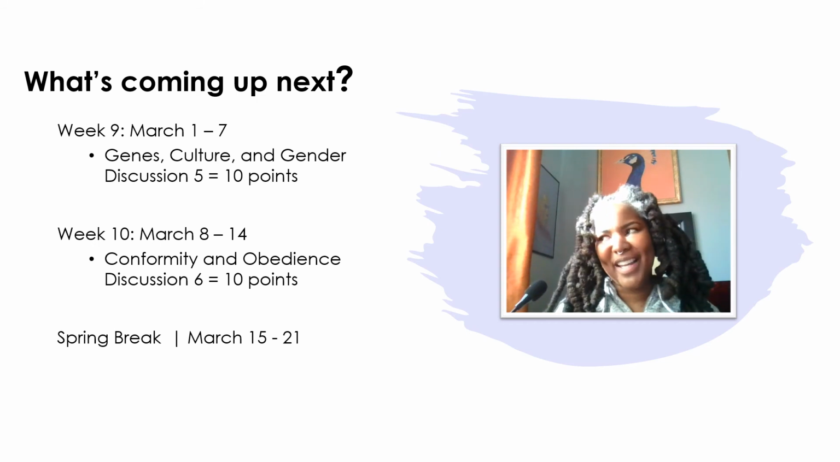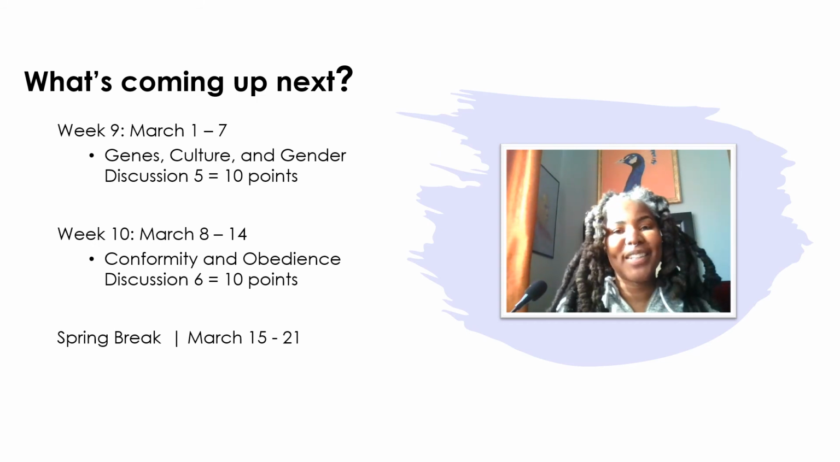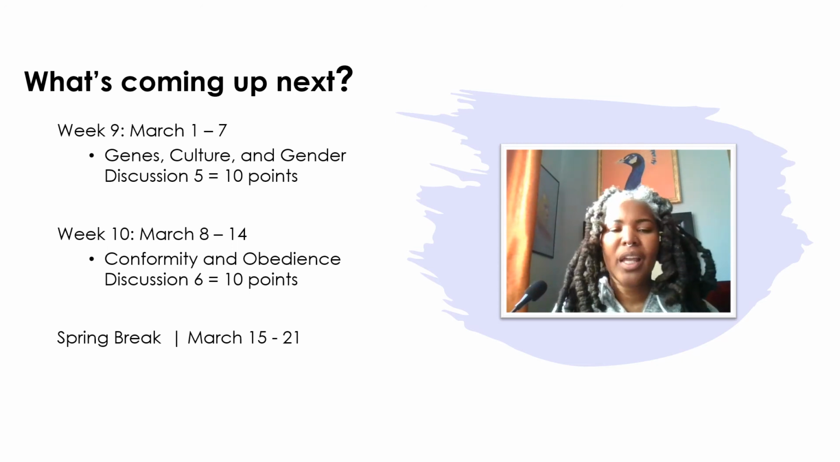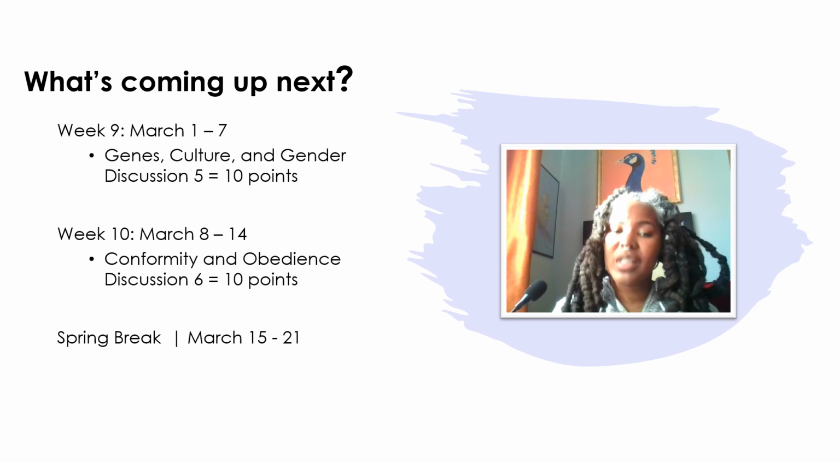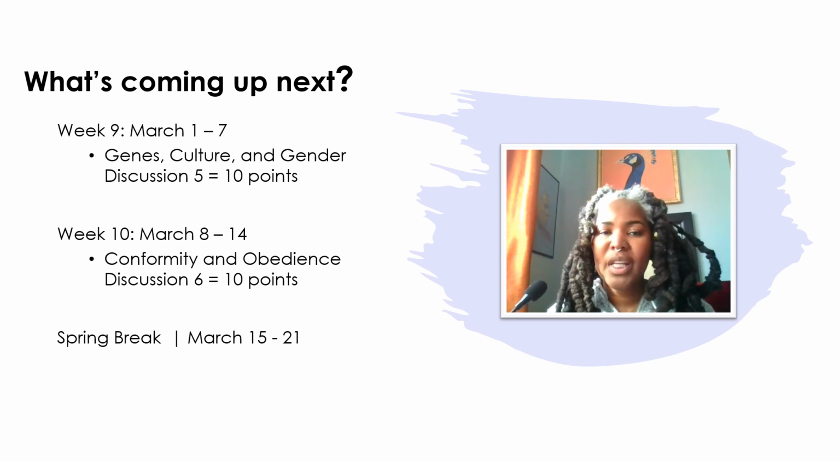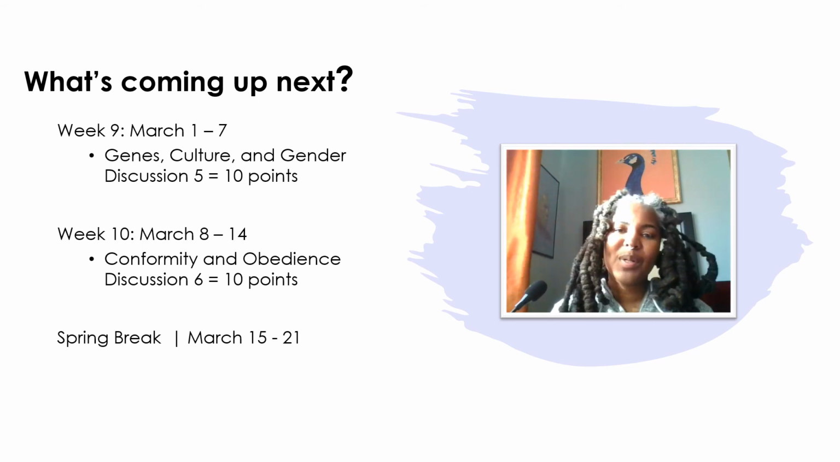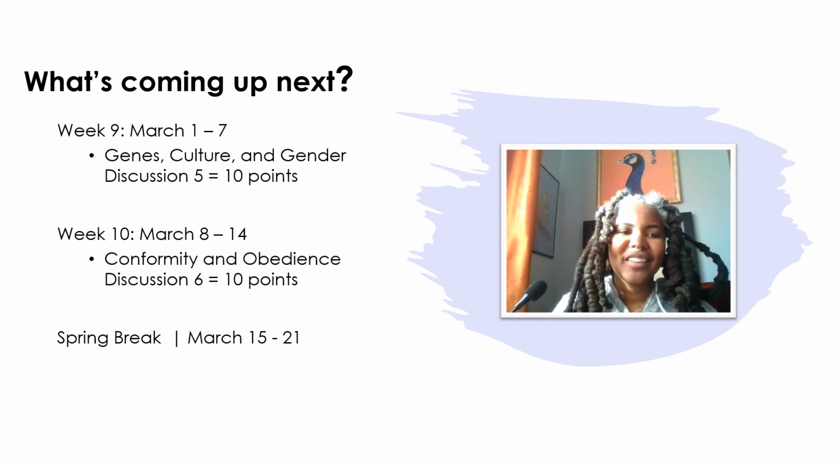So what's coming up next? We basically have 2 weeks until spring break. So next week, obviously you'll turn in your group project and then you'll have a discussion. Our topic will be genes, culture, and gender. And then in the following week, you'll have a discussion and the topic will be conformity and obedience. So you can go ahead and start reading or browsing these chapters if you want to get a head start. But if not, that's fine too. We have spring break from March 15th to 21st, so I won't be online. I'll be on a break.